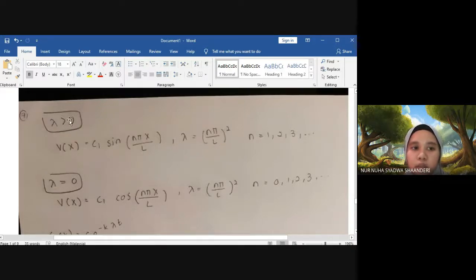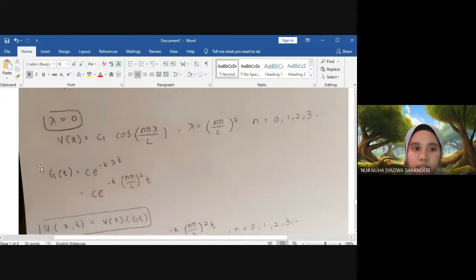which is lambda more than 0, Vx is C1 sine n pi x over L, and lambda equals to 0, which is Vx equals to C1 cos n pi x over L. And the lambda value for both is n pi over L, everything square. And the GT is C exponent negative k.